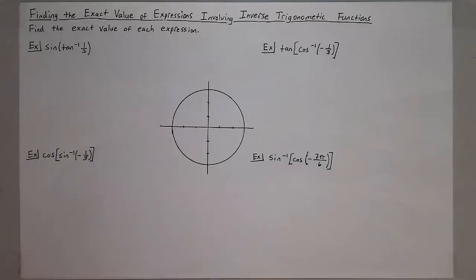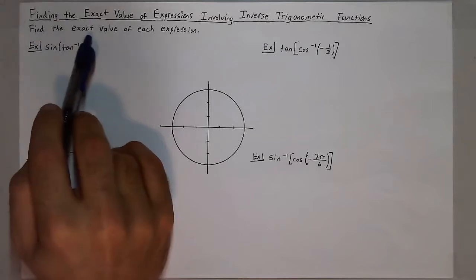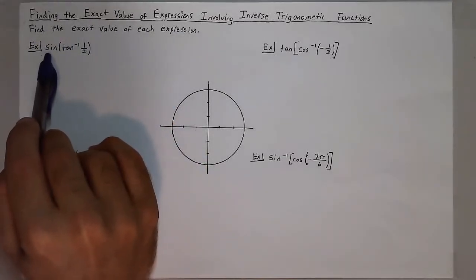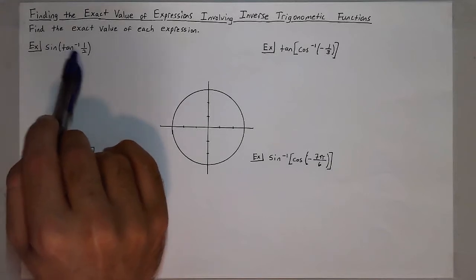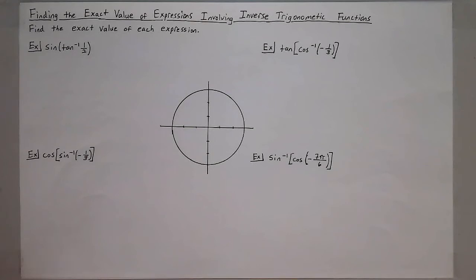In this video, we're going to learn how to find the exact value of expressions involving inverse trigonometric functions. Now, the first thing you're going to notice is we're going to find the exact value of each expression, but they are not inverses of each other. So this isn't sine of sine inverse like in a previous lesson. These are two different trig expressions.